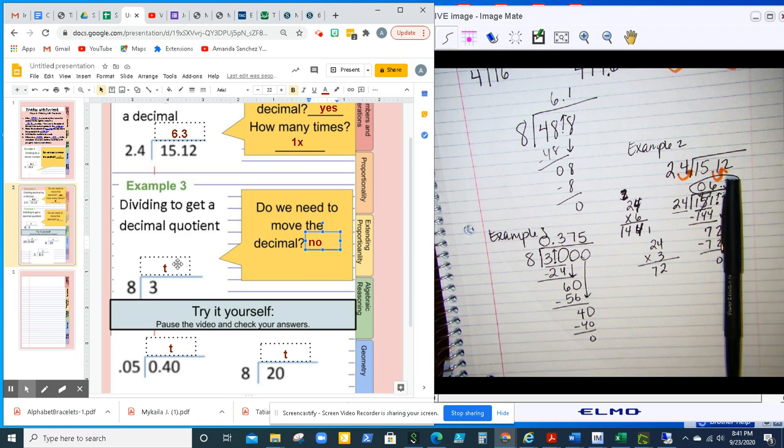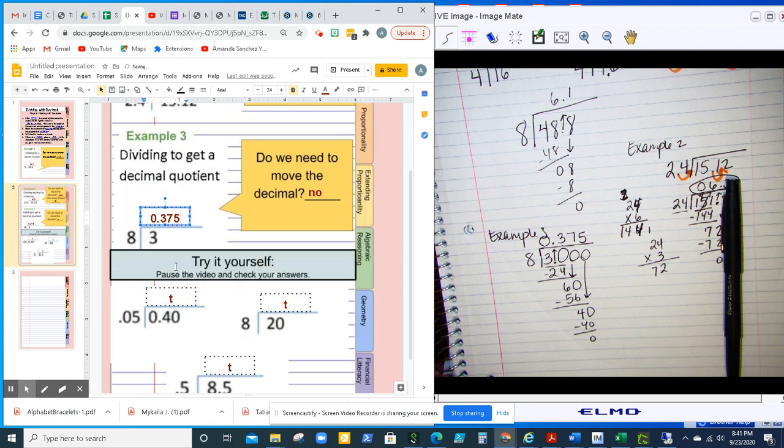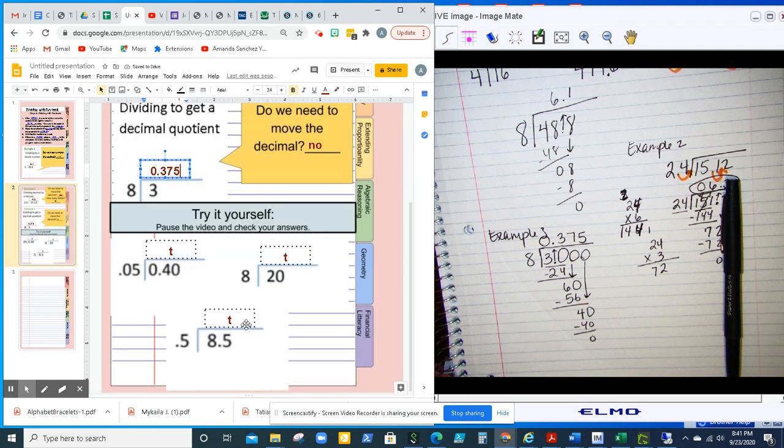So place your quotient, 0.375 thousandths. And now you have 3 to do on your own. Go ahead and push pause, try those 3, and then check your work.